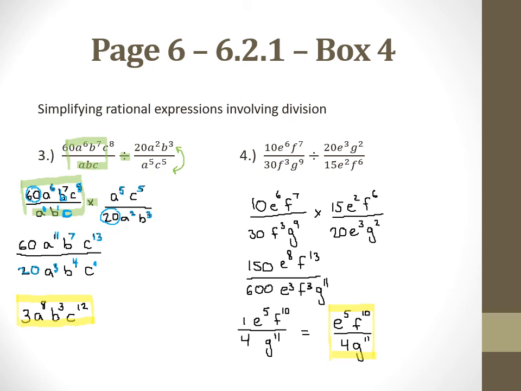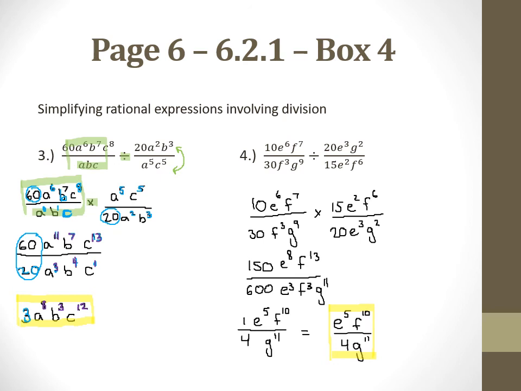Then step 4 is to simplify the fraction as a whole. So 60 over 20, 60 divided by 20 becomes just 3. And then for each of the exponents, since we are now dividing, we subtract. So we do 11 minus 3, leaves me with a to the power of 8. For the b's, I've got 7 minus 4, which leaves me with b to the third power. And for the c's, we've got 13 minus 1, leaves me with c to the 12th power. And since all of those exponents are positive, we are done. The answer is 3, a to the 8th, b to the 3rd, c to the 12th.